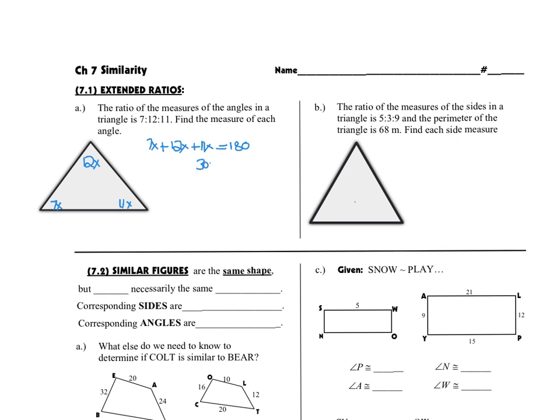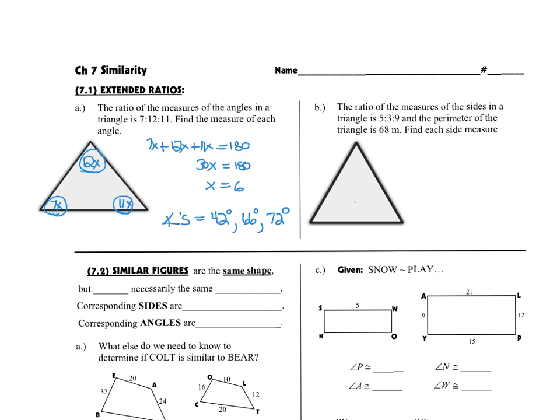We'll get that 30x is equal to 180, and dividing, x is equal to 6, which then tells us that our angles are equal to, if we start here and just do the 7 times x, that's going to be 42 degrees. And 11 times x, 11 times 6, is going to be 66 degrees. And then 12 times 6 is going to give us 72 degrees.